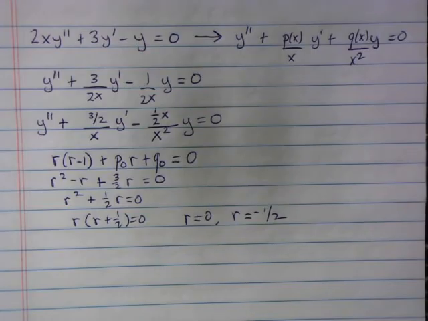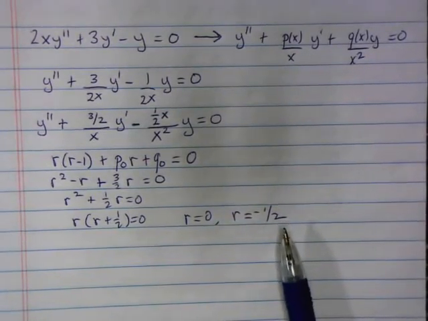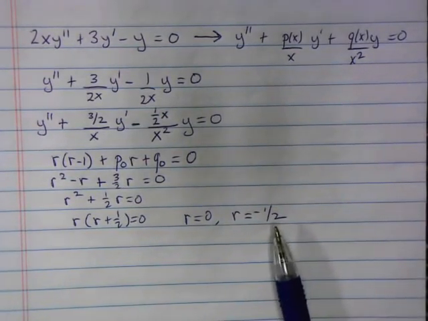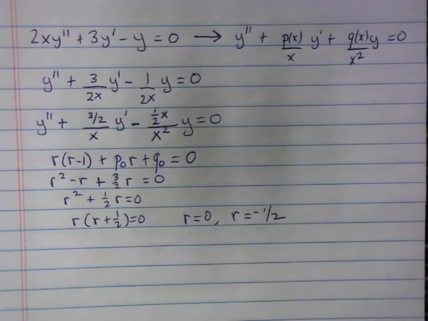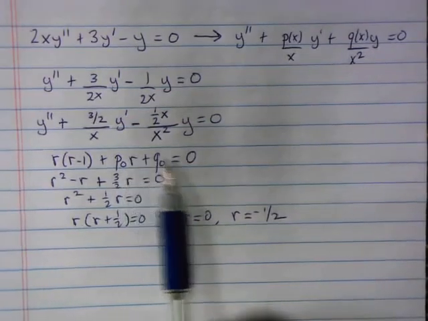So they have to differ by a half? No, they have to differ by not an integer. If this one were 0 and this one were negative 2, we would not be guaranteed two linearly independent solutions. So the r times r minus 1 equation, that's just straight from the book? That's straight from the book. So it's always r times r minus 1, p at 0 r, q at 0.